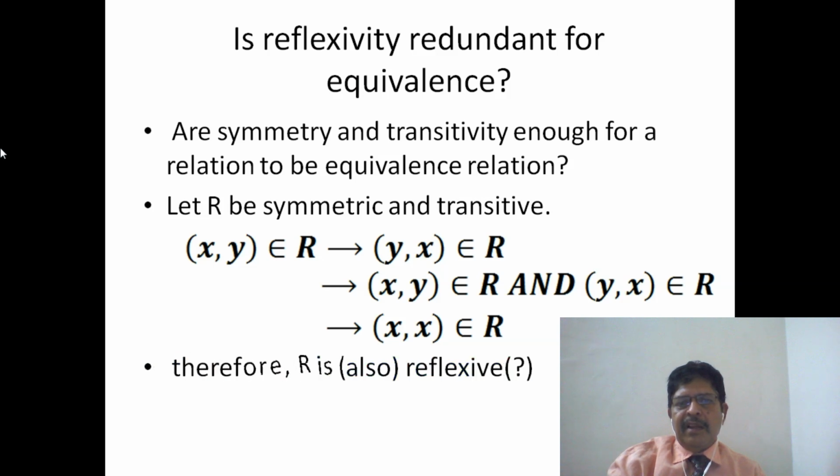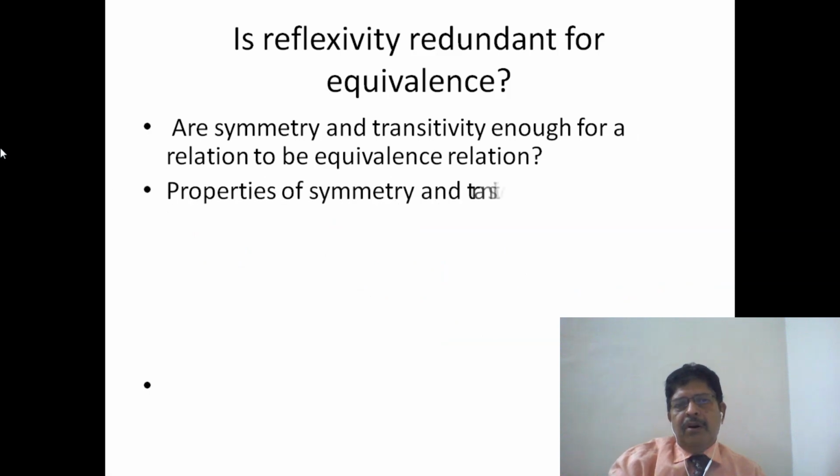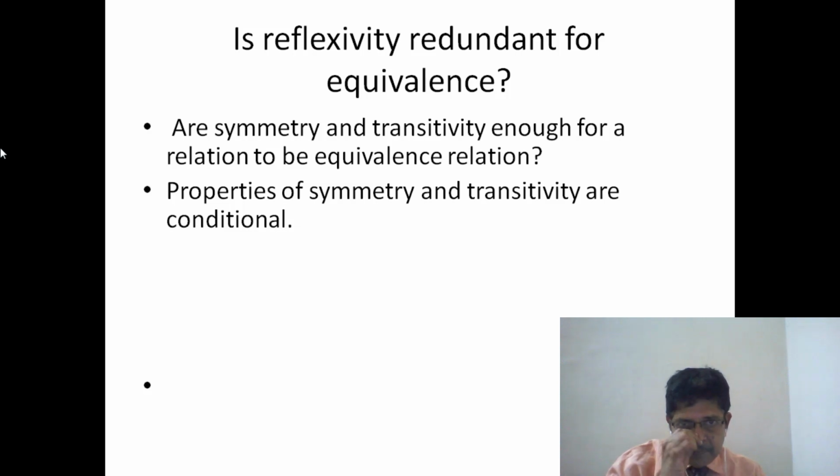So does this mean that R is also reflexive? No. Not at all. Why? Because the properties of symmetry and transitivity are conditional. What does symmetry say? If x is related to y, then y is also related to x. This is a conditional statement. And transitivity also says if x is related to y and y is related to z, then x is related to z. This is also a conditional statement.